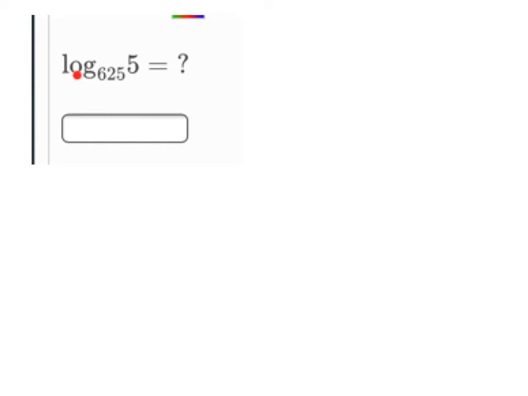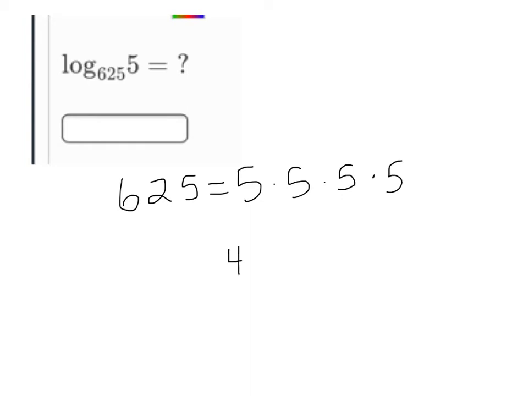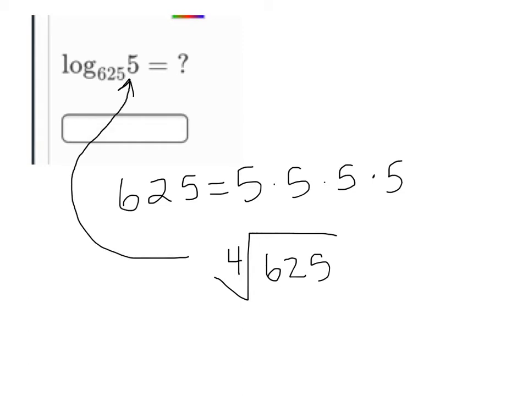This one right here says log base 625 of 5 equals what? Well, let's break down 625. What is 625? It's 5 times 5 is 25, times 5 is 125, times 5 equals 625. So 625 is the same thing as 5 to the 4th power. So what we need to do here is take the 4th root of 625. Right? So the 4th root of 625 would provide us with 5.